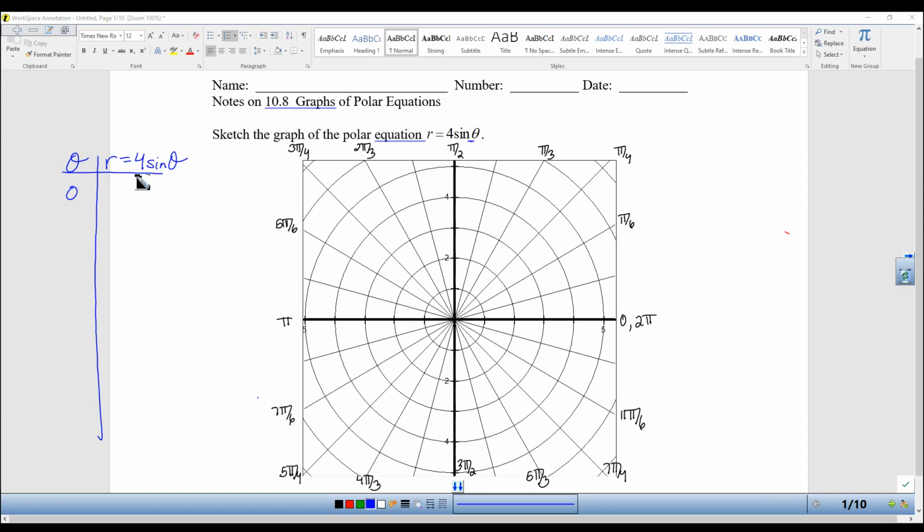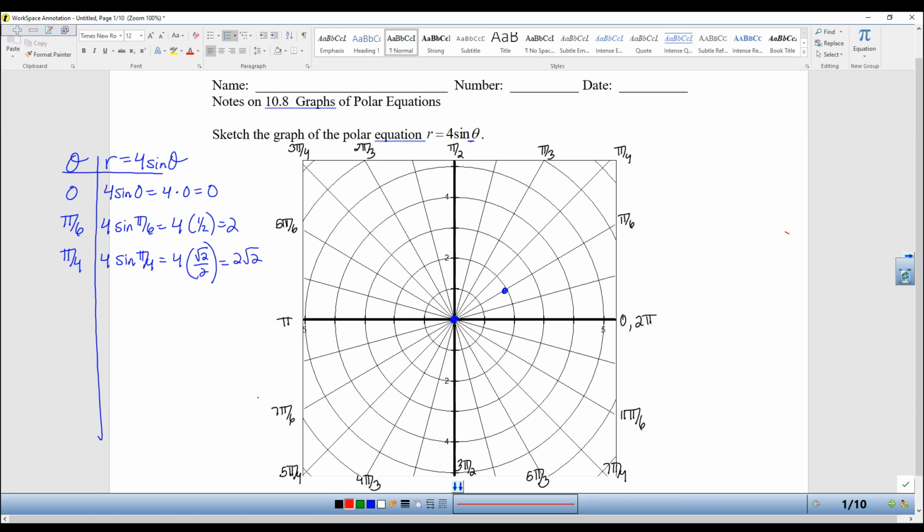So 0. Sine of 0 is 0. So now I have 4 times 0, which is 0. So my first dot is going to go right there. And then pi 6, 4 times sine of pi 6 is 4 times a half, which is 2. So at pi 6, I'm going to go out to 2. And then at pi fourths, I have 4 times sine of pi fourths, which is 4 times the square root of 2 over 2, which is 2 square roots of 2.